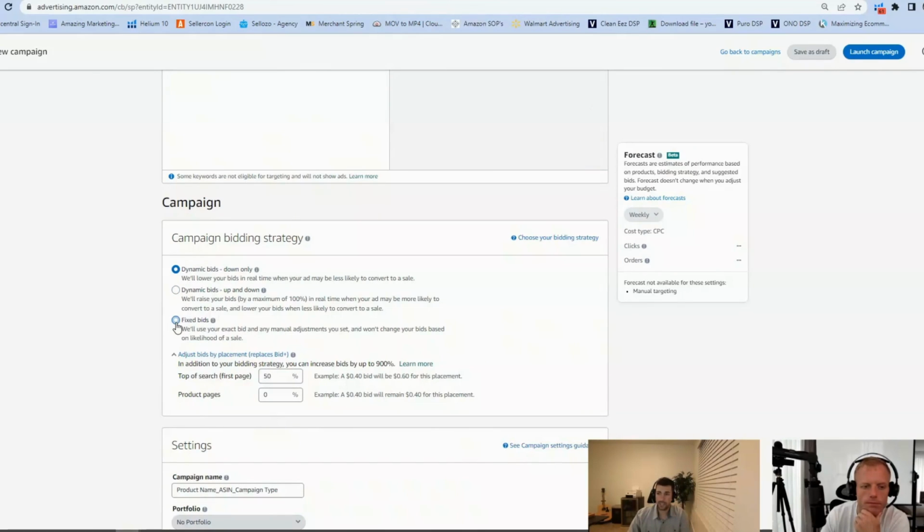Again, dynamic bids down only or fixed bids, depending on whatever my strategy is. Do I want more eyeballs? Do I want more converting search terms? Fixed bids is going to be the more aggressive way to get more eyeballs. Yes. Because Amazon, especially for a newly launched product, you don't have any relevancy. You have your search terms there, but you don't have any conversion history. And because both of these strategies are actually based on how likely they are to convert to a sale, that is the if, right?